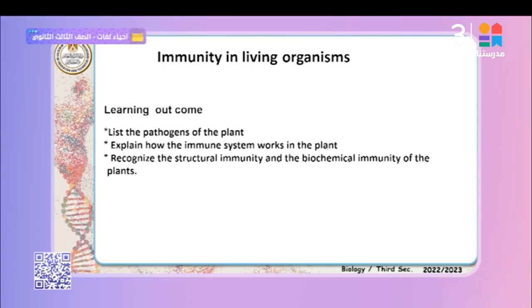Study the learning outcomes related to this lesson. By the end of this lesson, a student should be able to list the pathogens of the plant, explain how the immune system works in the plant, and recognize the structural immunity and the biochemical immunity of the plants.